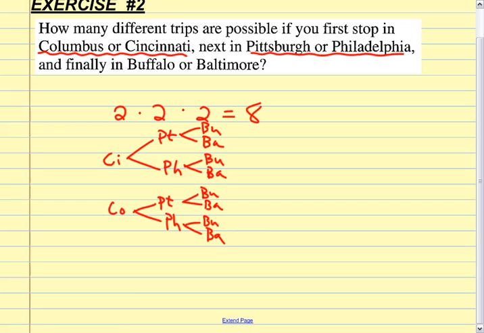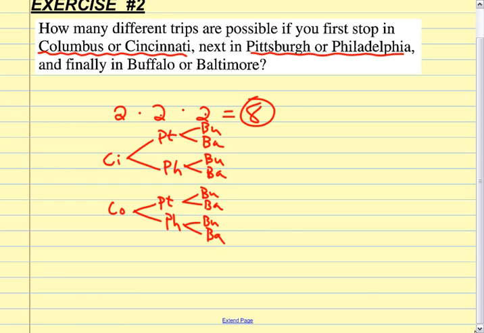Do you have to do a tree diagram? You don't, because it didn't say what are the different trips. It just said how many are there. 2 times 2 times 2 gives us 8. And isn't that what I get when I write them all out? Cincinnati, Pittsburgh, Buffalo; Cincinnati, Pittsburgh, Baltimore; Cincinnati, Philadelphia, Buffalo; Cincinnati, Philadelphia, Baltimore; Columbus, Pittsburgh, Buffalo; Columbus, Pittsburgh, Baltimore; Columbus, Philadelphia, Buffalo; Columbus, Philadelphia, Baltimore. Those are all the different trips that we can take.